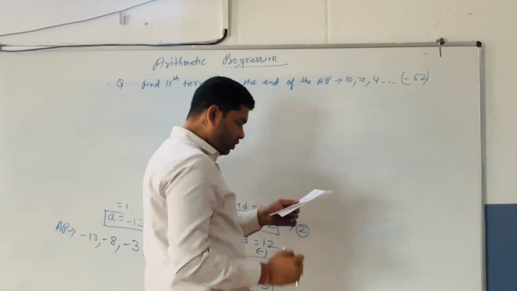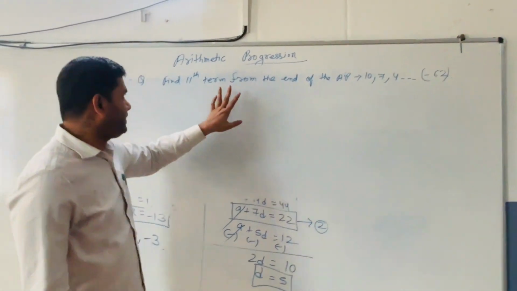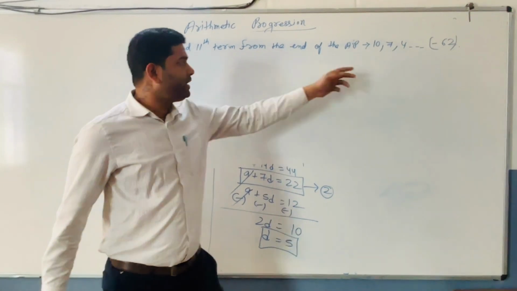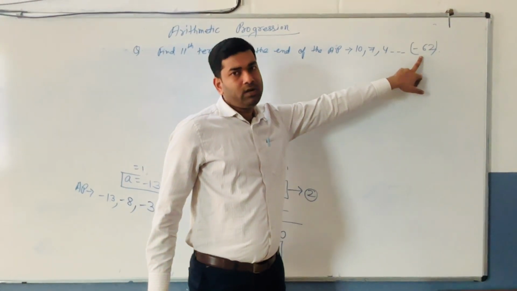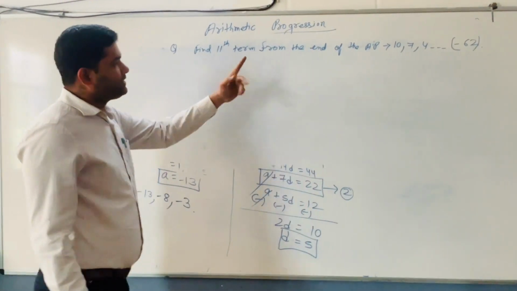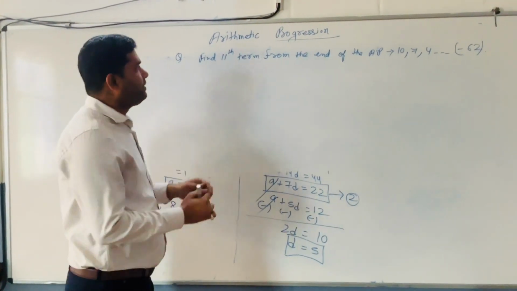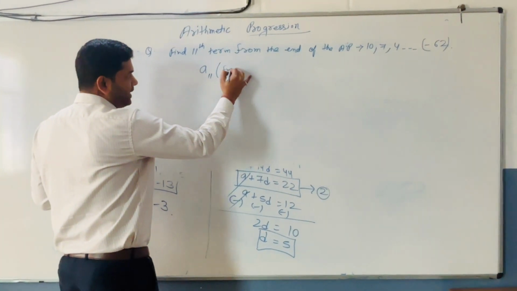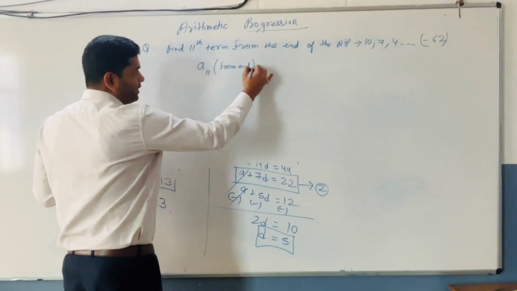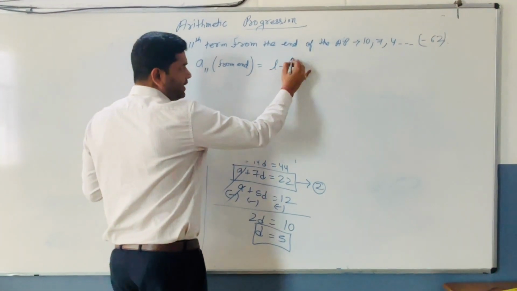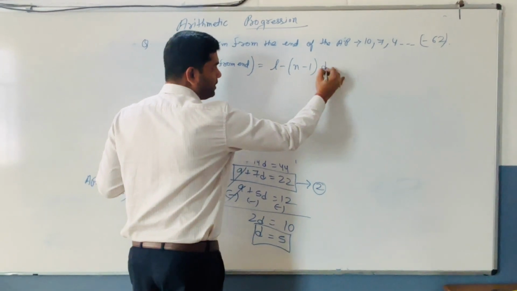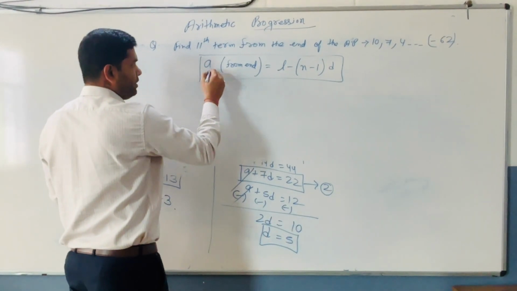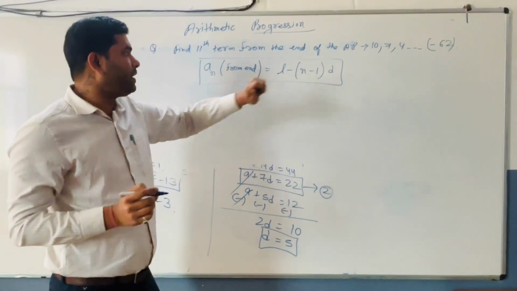I told you that whenever we have to find the 10th term or any term from the end, we should be given with L. Here L is minus 62. As you can see, the AP is given to you and we have to find the 11th term from the end. The formula is L minus (n minus 1) times d.